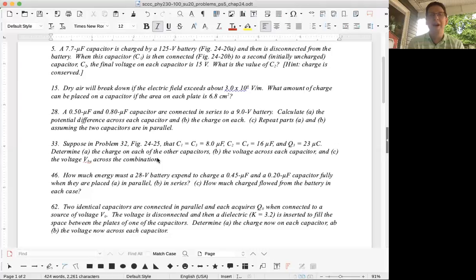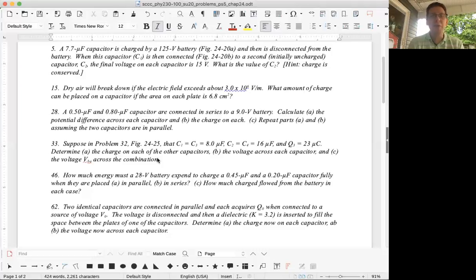And if the four capacitors all had different values for the capacitance, it might not be so simple. So keep that in mind. But you figure out the charge across each of the other capacitors, the voltage across each capacitor, and the voltage across the combination. So you have enough information. Look at the diagram carefully, or the figure carefully, and then set everything up. And work step by step. If you have any issues, don't hesitate to ask for some help.